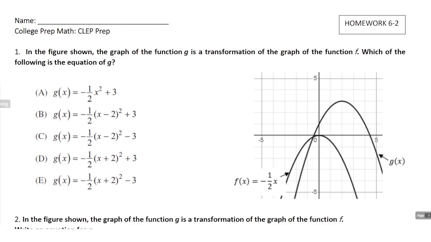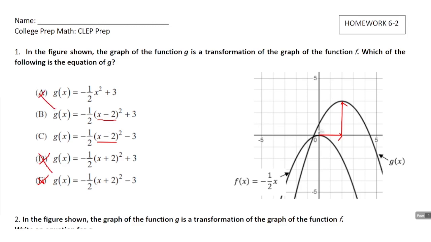So if you notice, g is not any wider or narrower than the original function f, so we know that the a value should be negative 1/2. And we can see on all the answer choices it's negative 1/2, so that's not really going to affect how we answer this question. The only other transformation that's occurring here, or really the only one, I should say, is that it's being translated 2 to the right and 3 up. And so since it's going 2 to the right, we'll have an x minus 2, which we can see in choices B and C. Okay, so these are good. We can eliminate all the other choices so far.